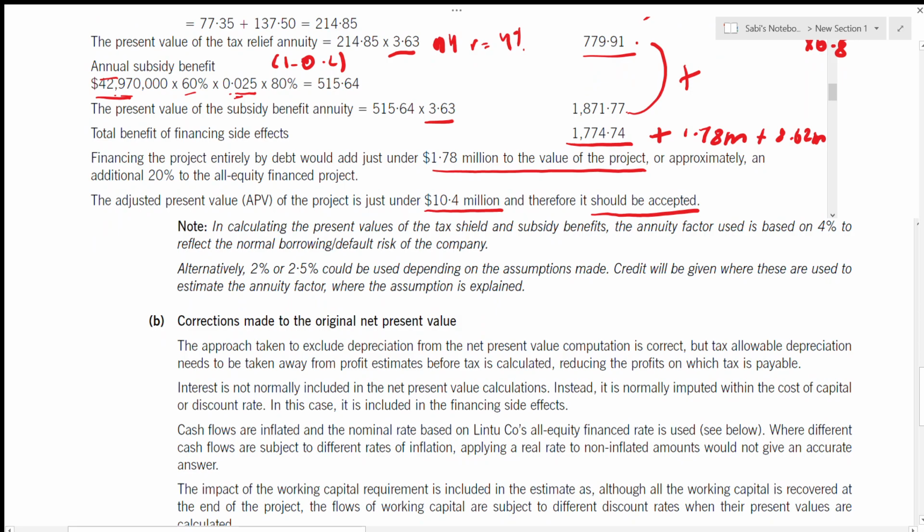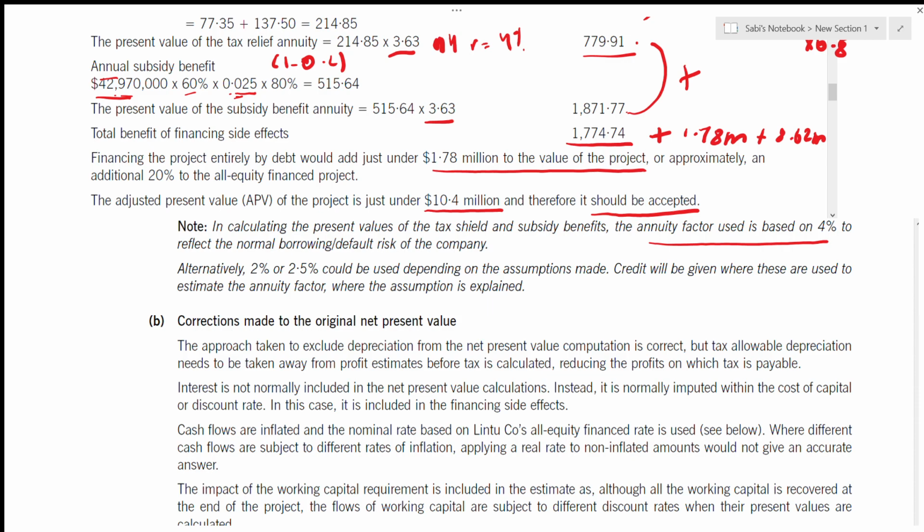In calculating the present value of the tax shield and the subsidy benefits, the annuity factor used is based on 4% to reflect the normal borrowing or default risk of the company. Alternatively 2% or 2.5% could be used, depending on the assumptions made. 2% is the risk free and 2.5% is the 10-year government. So it's not that you only have to use the 4% borrowing rate. You could also use 2% or 2.5%, but you have to give your assumptions, why you have used that rate. So it's not wrong, but you have to give your assumptions.